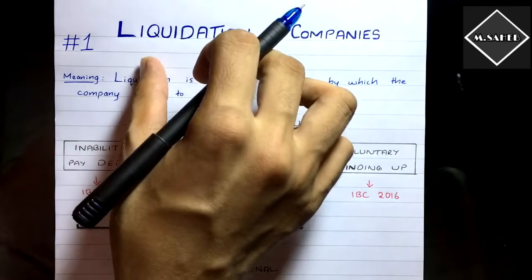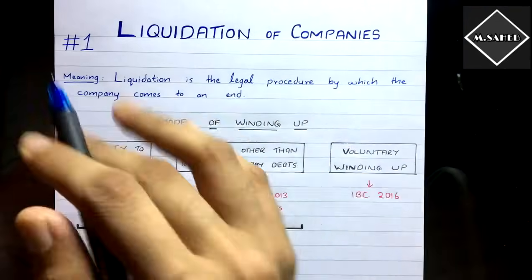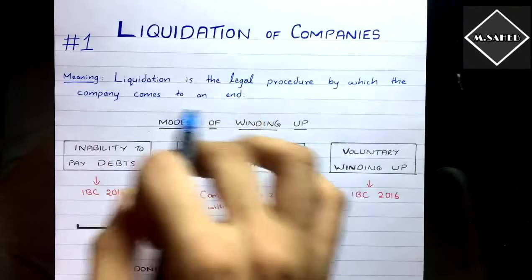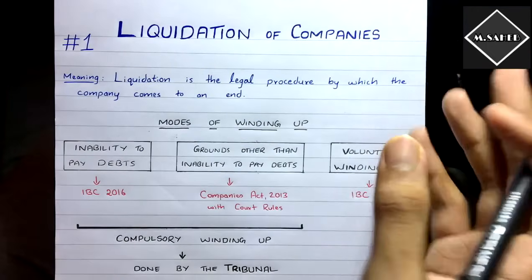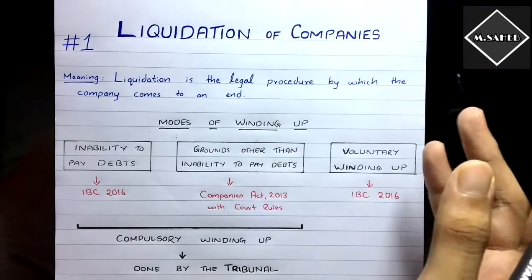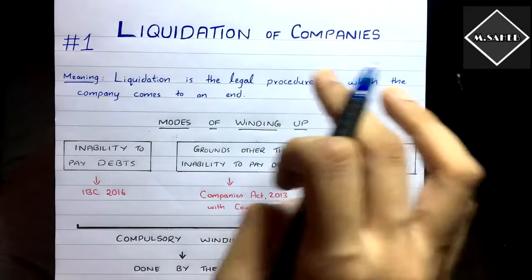Internal reconstruction such as reduction of share capital, alteration of share capital. There are lots of ways of doing internal reconstruction, reviving the company internally, or externally. Externally means what? Amalgamation or holding company or subsidiary relationship, like that. So those are the ways the company will try to reconstruct itself.